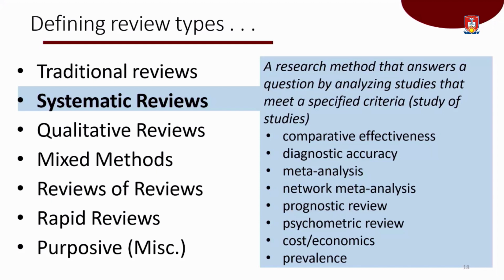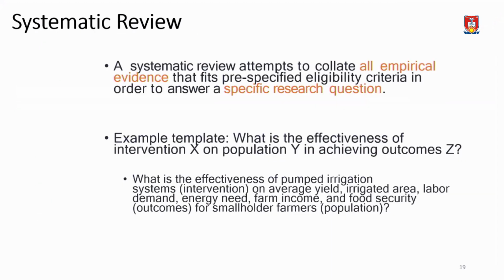So, we've been talking systematic review. What is systematic review itself? It's a research method that answers a question by analyzing studies. More specifically, it's an attempt to identify, collate, and systematically synthesize evidence from various sources to answer a specific question.